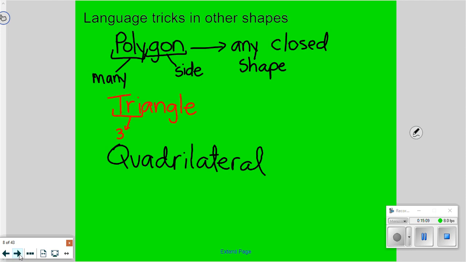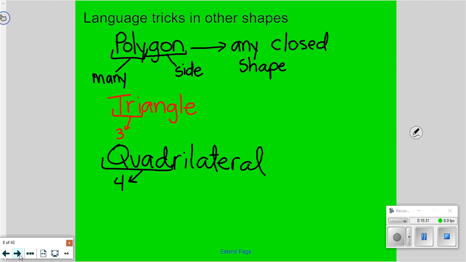The prefix quad means 4. I know I gave you this example last time, but there's a muscle in your body called a quadricep. It's in your leg. It's right here.